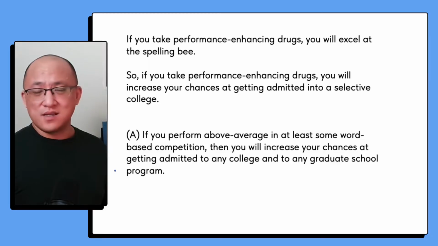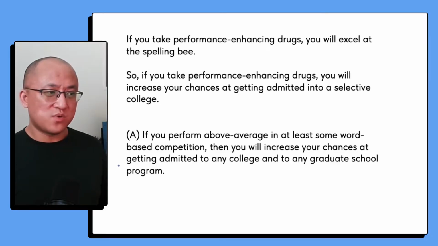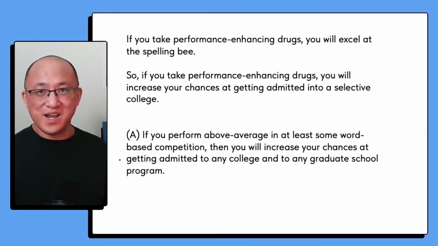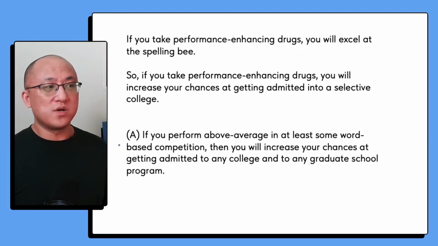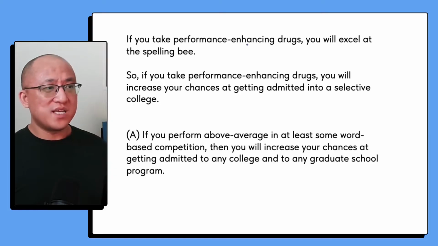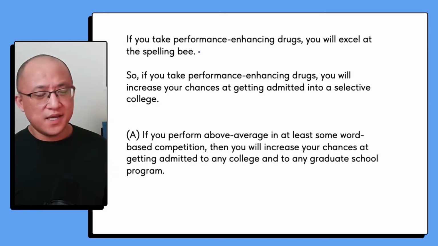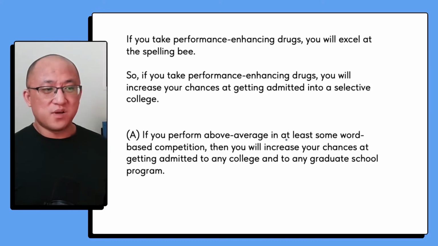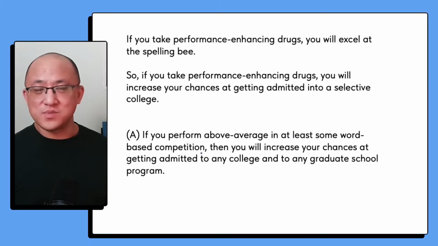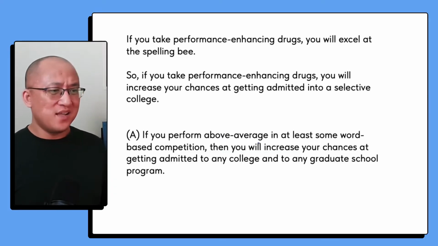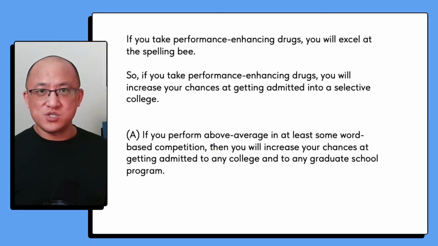But if you really understand what we were looking for in a sufficient assumption problem, then you might start to realize that this actually will do it for us. This, if we were able to add this to the argument, actually would prove this conclusion. And how does it do that? Well, the premise says if you take performance-enhancing drugs, you will excel at the spelling bee. Now, excelling at the spelling bee is going to put you into the category of performing above average in at least some word-based competition, right? That's the meaning of excelling. If you excel, then you, at the very least, have to be performing above average. That's not an assumption. That's just part of the definition of words.